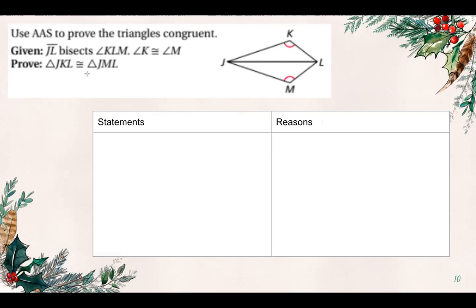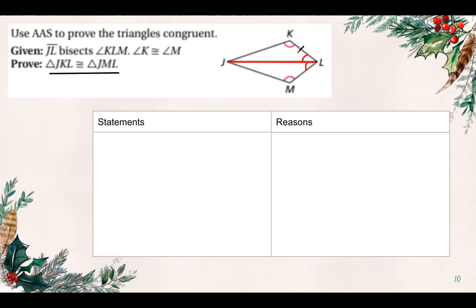All right, so that's pretty obvious. I was just verifying which two triangles we were looking at, but again, there's two triangles here, and those are the ones we're showing. JL, that is this segment right here, bisects angle KLM. So angle KLM is up here. So this angle is being cut in half. These two parts are going to be equal.